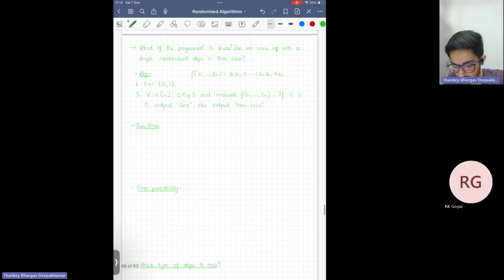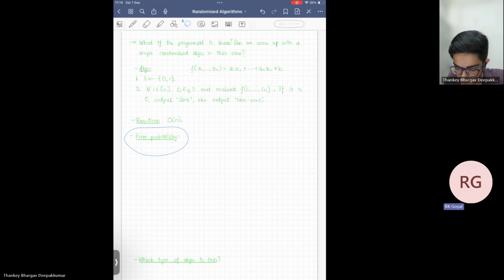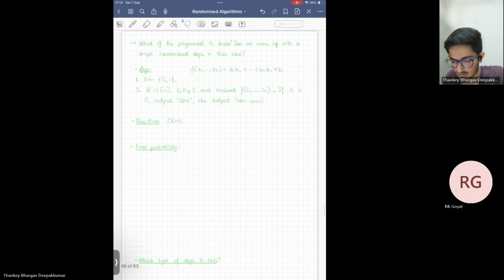So what's the running time? The running time here is of the order of n, because I'm picking n random values, and picking one random value costs me just one random coin, right? Now let's look at the error probability.